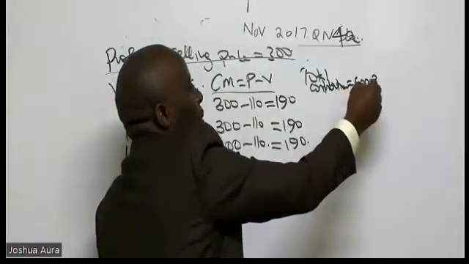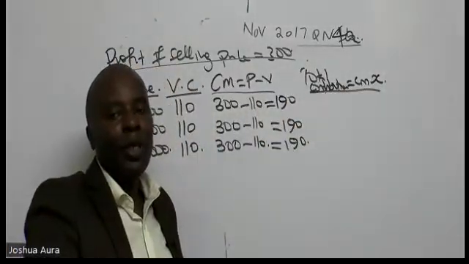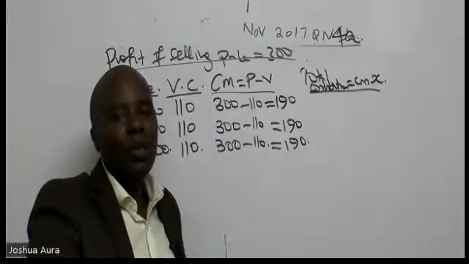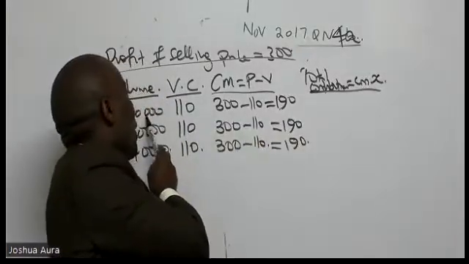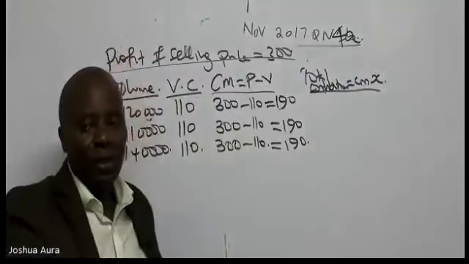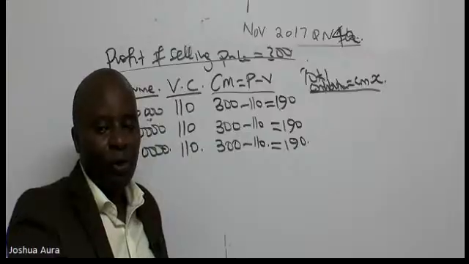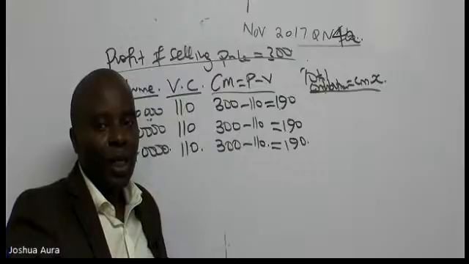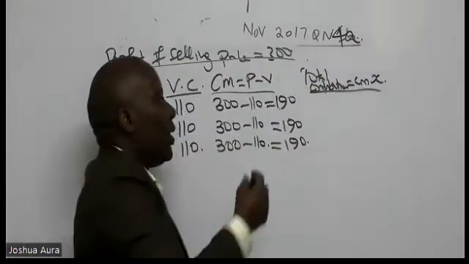Remember that total contribution is CMX. It is contribution per unit times number of units. So like now here, I know it will be 190 times 120,000. You can decide to put your figures in shillings, millions, or thousands, depending on which looks beautiful. Could you kindly give me this figure? Odinga gives me 22,800 here.